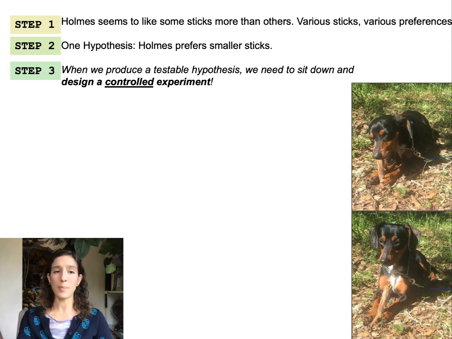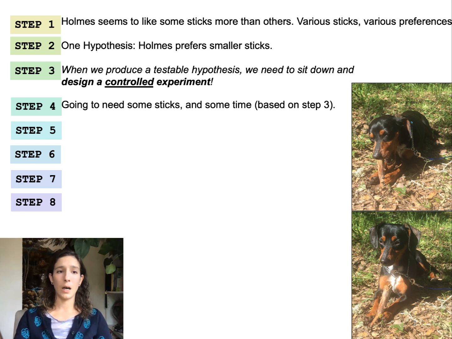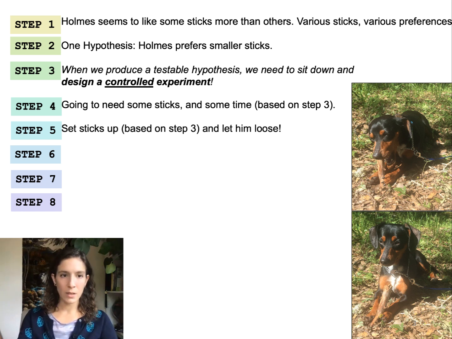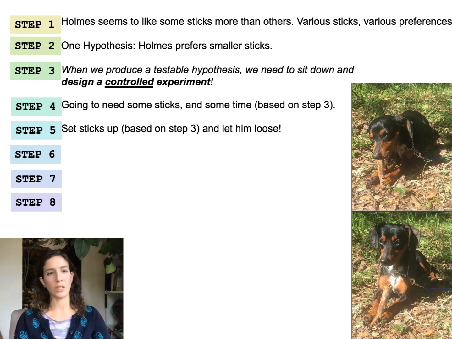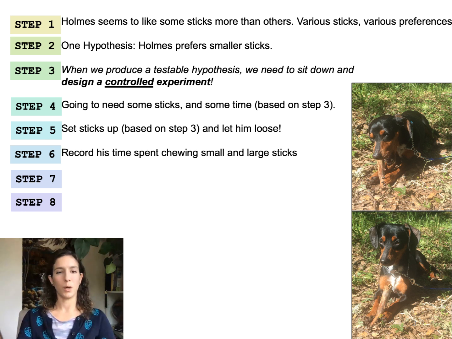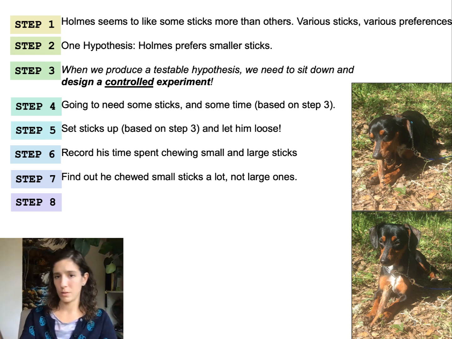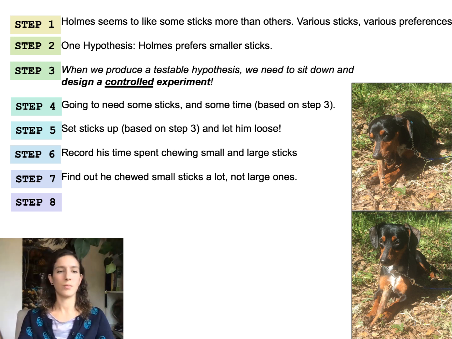So the rest of the steps here, just to brief through them relatively quickly, the next step is that I'm going to need to collect some sticks, and I'm going to need to make some free time, because I just designed this experiment. I'm going to set up the sticks based on this controlled experiment that I've designed, and then I'm going to set them loose. I'm going to record whatever the variables are that I'm recording, which might be his time spent chewing large sticks versus small sticks over some extended period of time with multiple replicates. And then I find out, did he chew small sticks a lot and not large ones, or did he choose large ones and not small ones? Whatever it is, I need to find out.